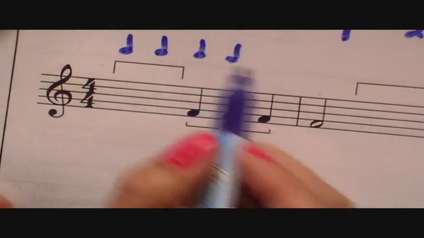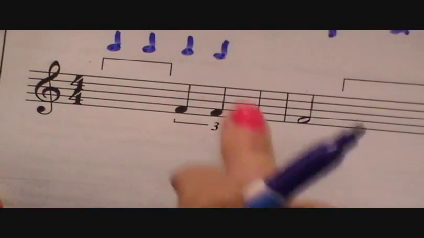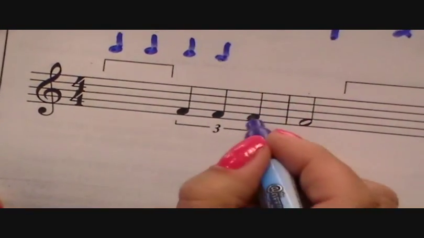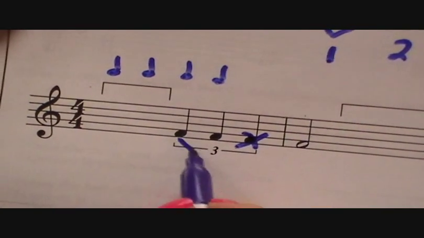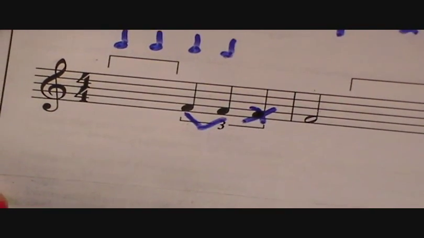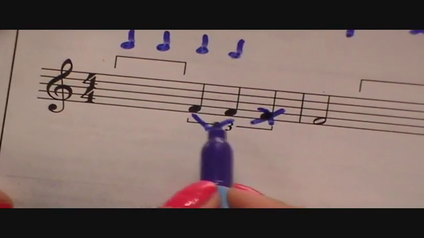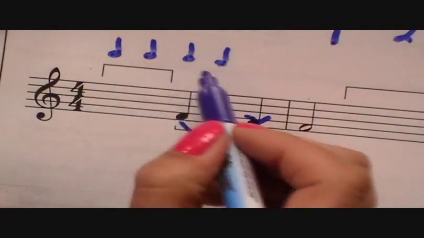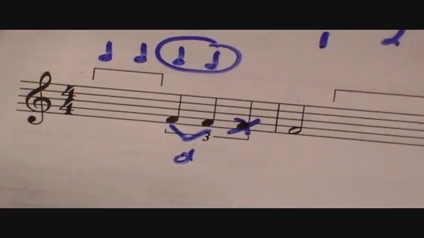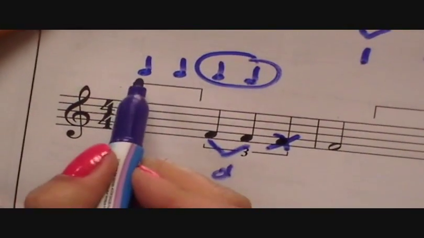Would I take all 3 of these? No, because it's a triplet. That means I've got to play that all in something. So, remember, just don't count him. What do these guys make? Okay, those are 2 quarters. So, really, they made a half. So, we took care of those beats. They're done.